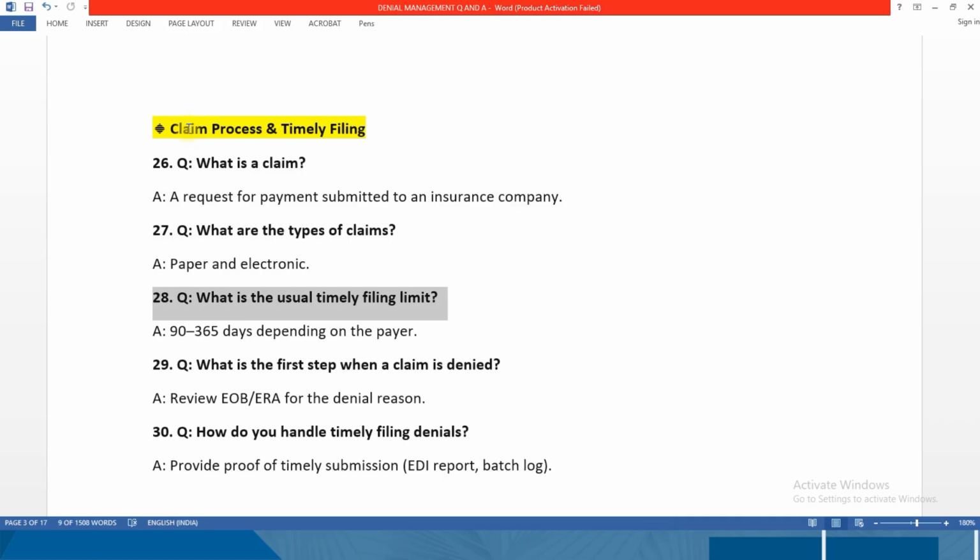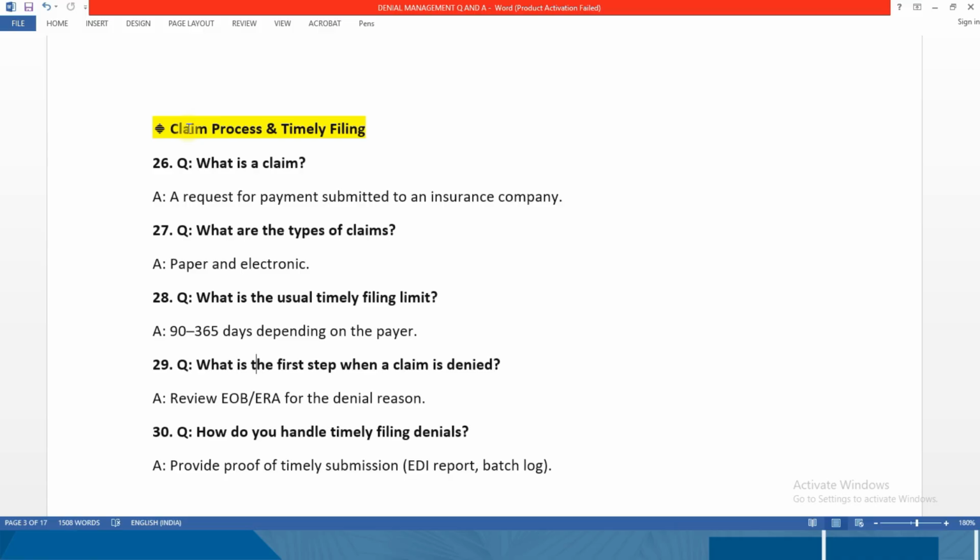What is the usual timely filing limit? 90 to 365 days depending on the payer. So basically, minimum 90 days and maximum 365 days. After the service, at minimum within 90 days you need to provide the claim, and the maximum is 365 days. If you file a claim after 365 days, it is not valid.